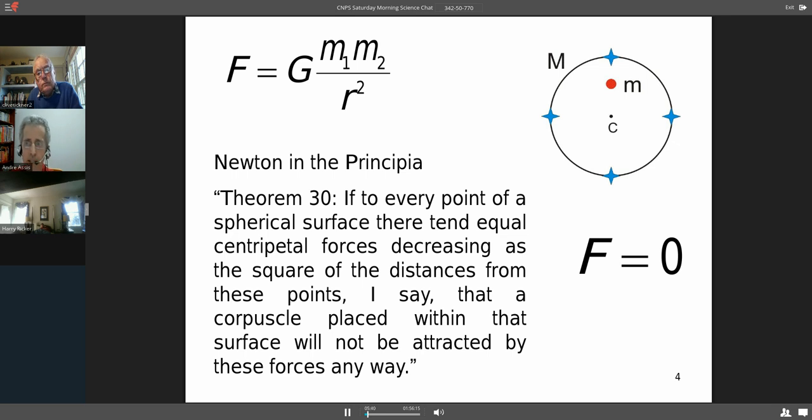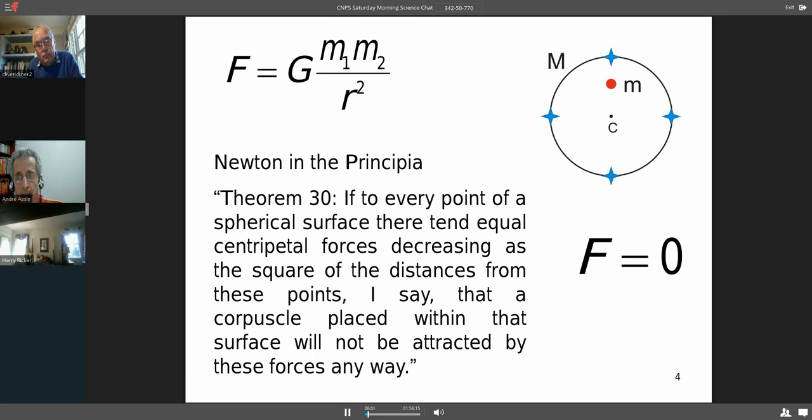So the spherical surface here, we might imagine as a set of stars around the earth. No matter how large the distance of these stars, there are stars in all directions. And so the force which they apply on the apple, they just cancel. So the force goes to zero, not only in the center of the shell, where it would go to zero by symmetry, but everywhere inside the shell.